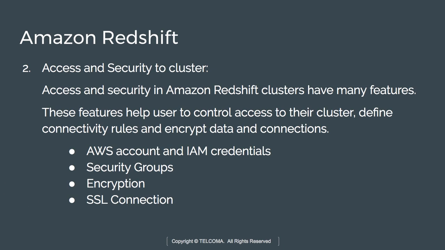Next, we have access and security to the cluster. Access and security in an Amazon Redshift cluster have many features like AWS account and IAM credentials, security groups, encryption, and SSL connections. In AWS account and IAM credentials, an Amazon Redshift cluster is only accessible to the AWS account that created the cluster. Within the AWS account, the user uses the AWS IAM service to create user accounts and manage permissions for those accounts to control cluster operations.